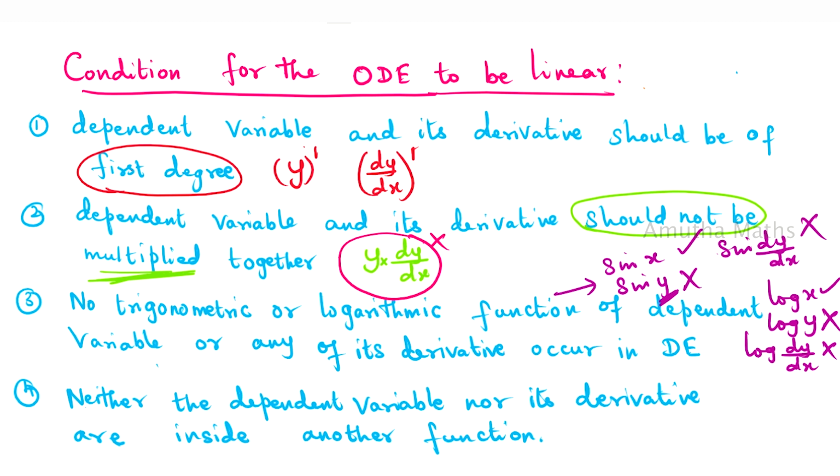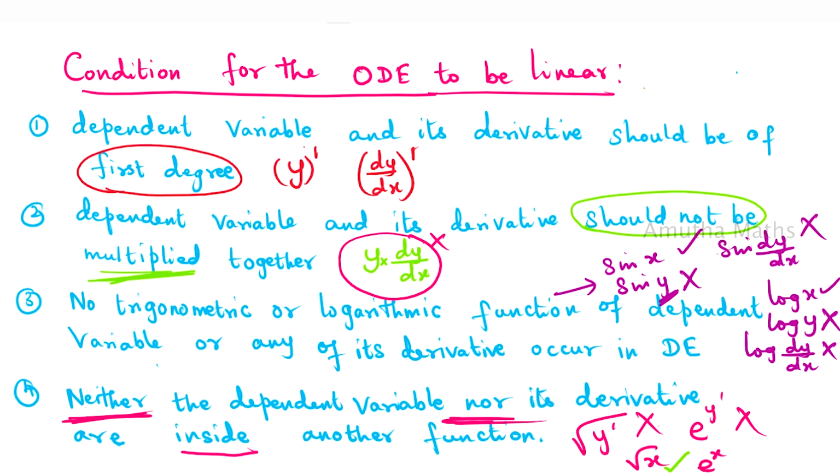Now the fourth condition is that neither the dependent variable nor its derivative is inside another function. For example, you should not have root of y dash, that is, root of dy by dx is not allowed. And e power y dash is also not allowed. But root x and e power x are allowed, since x is the independent variable and can come inside another function. But e power y is not allowed, and root y is also not allowed.